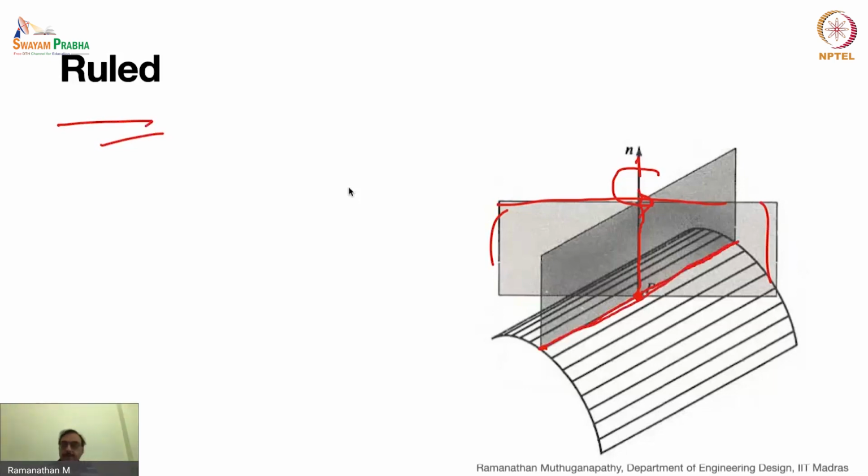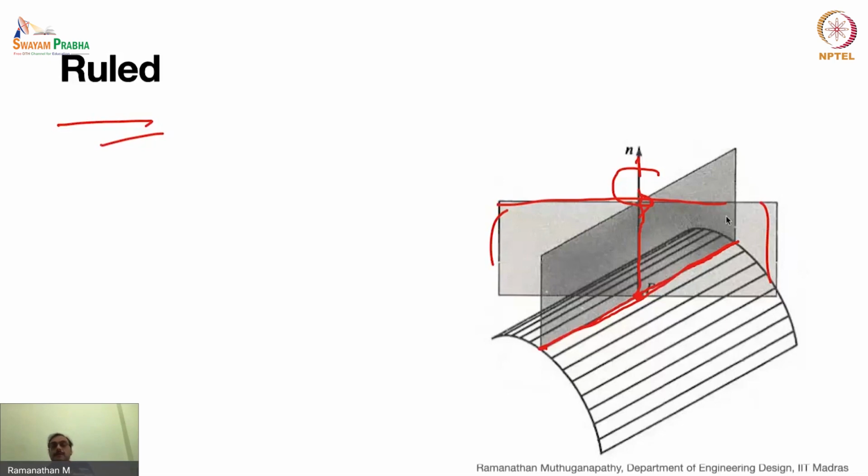So in the previous case of the bilinear surface, what can you say about it? Is that a ruled surface? So the bilinear surface is a ruled surface or not?